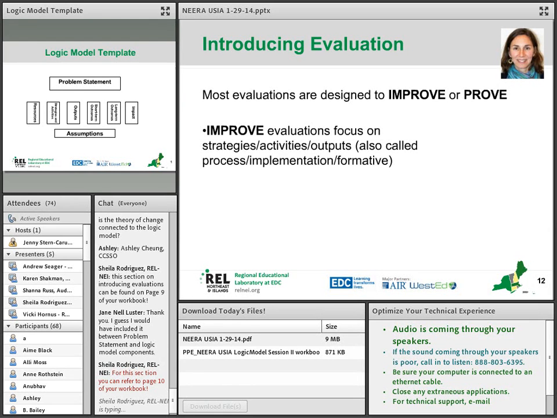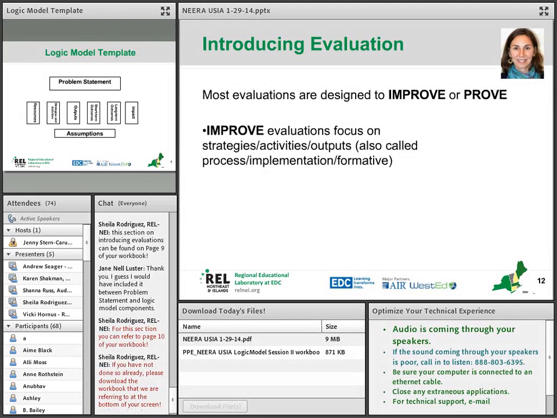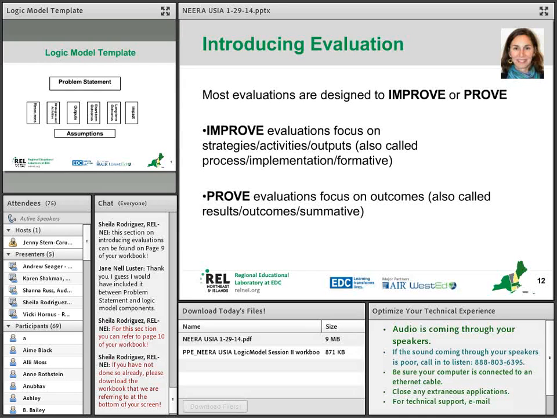often the improve evaluations are the formative types of evaluations, the process or implementation types of evaluations. And these focus on, if you're looking at the logic model template in your left-hand corner, the strategies, activities, and outputs section of the logic model, whereas the prove evaluations that demonstrate outcomes or the results of the program are thought of as the summative or outcome-related evaluations, and really focus on the right side of that logic model, on your short-term, long-term, and impact sections of your logic model.